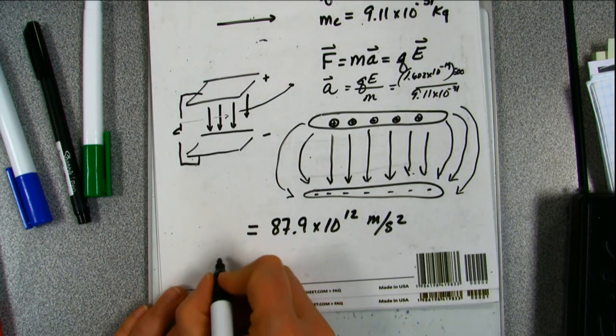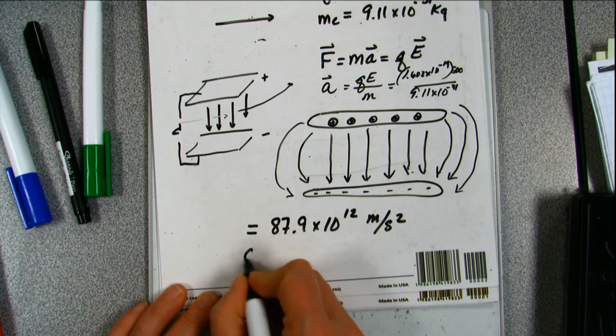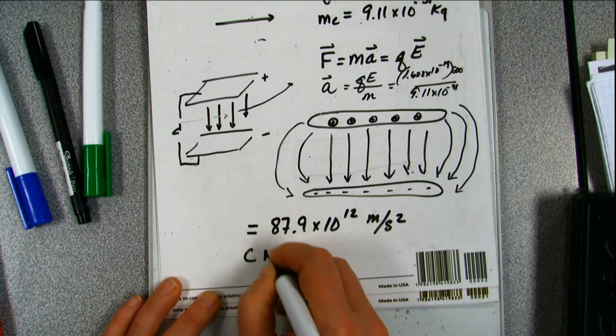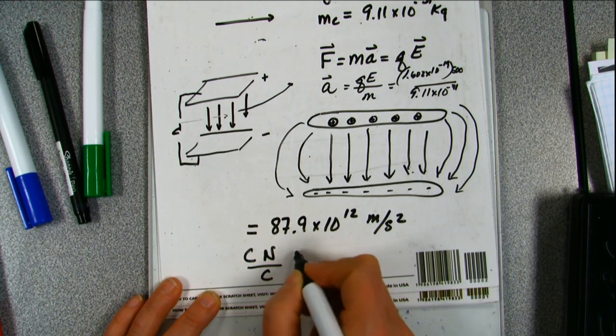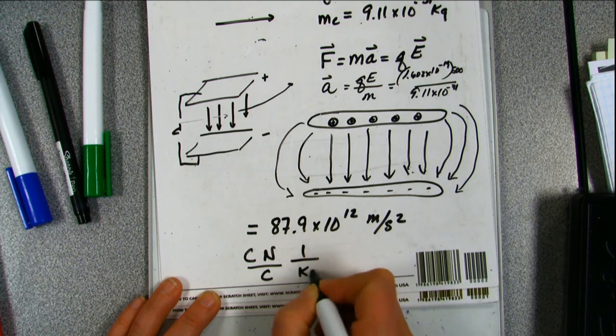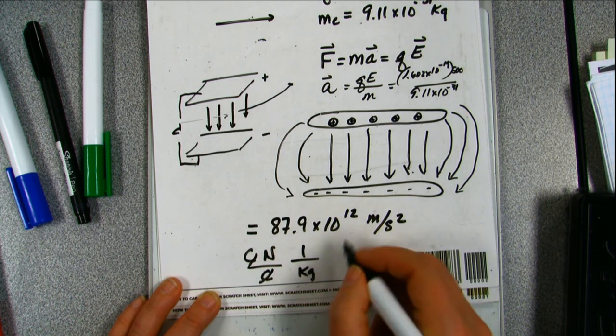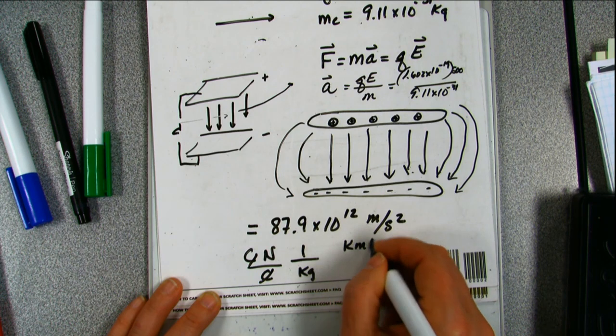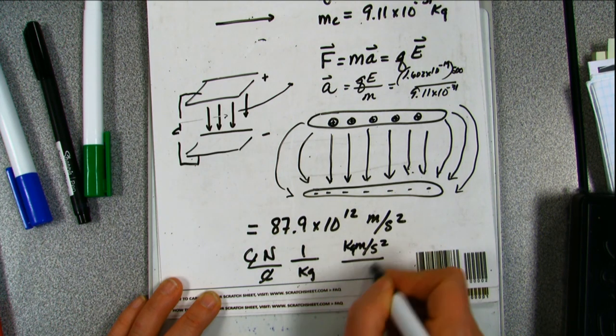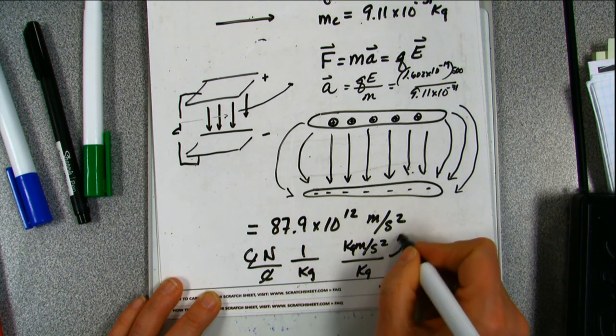And if you want to do the unit analysis, Q is in coulombs. We have Newton per coulomb for E, and 1 over kilograms. Coulombs cancel. I've got kilograms, meters per second squared, divided by kilograms, I end up in meters per second squared.